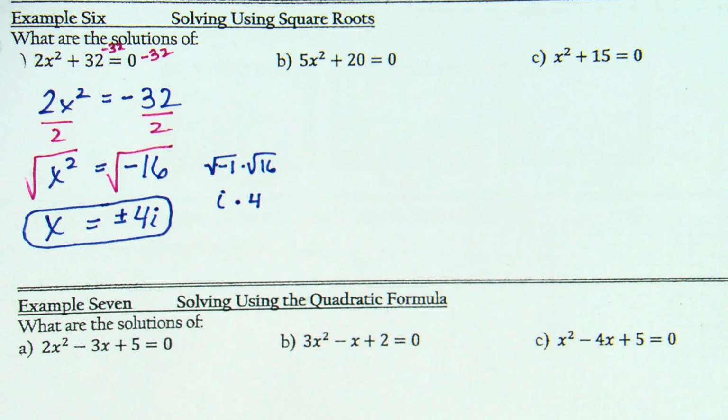Okay. 5x squared plus 20 equals 0. Do you guys remember how to solve this from yesterday? What's your job if you have 5x squared plus 20 equals 0? Okay, subtract the 20. We're trying to get our x squared by itself, yes?